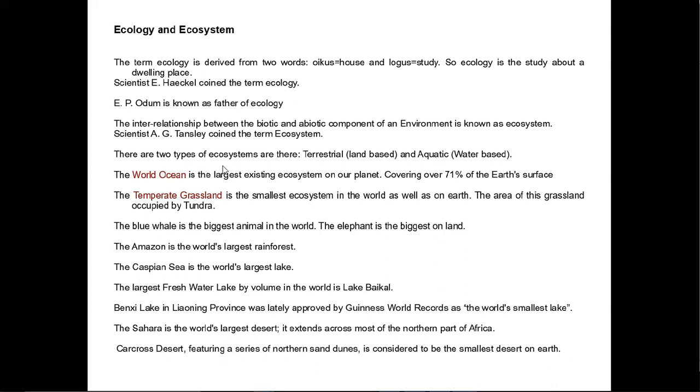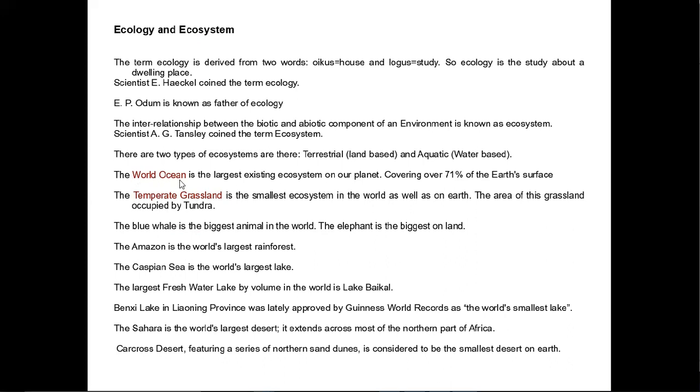There are two types of ecosystems, terrestrial and aquatic. The land-based ecosystems like forest, grassland and desert are terrestrial ecosystems, and water-based ecosystems like seas, oceans, rivers, ponds, etc. are aquatic ecosystems. Then we go for several questions which are important from the point of view of competitive examinations, like the largest existing ecosystem. Which one is the largest existing ecosystem on our planet?